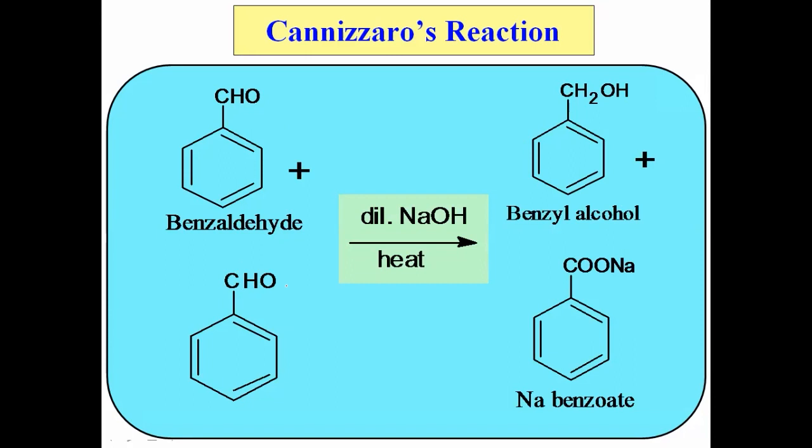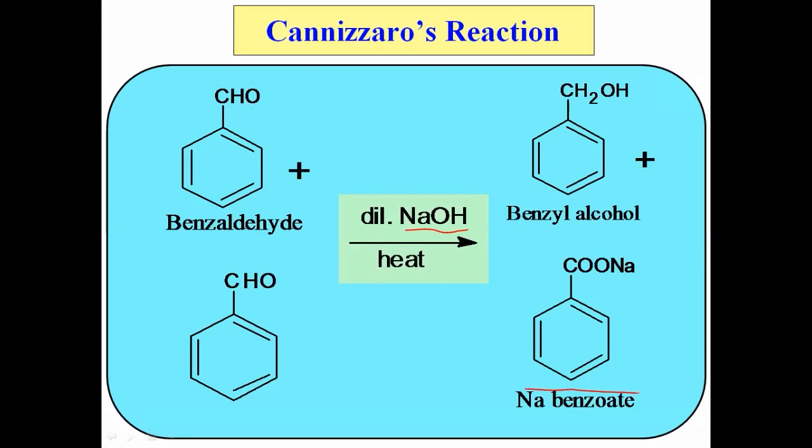The CHO converts into COOH, but the reaction is carried out in presence of alkali, and therefore in COOH the hydrogen is replaced by sodium, and we get the corresponding sodium salt of benzoic acid, and that sodium salt of benzoic acid is called sodium benzoate.